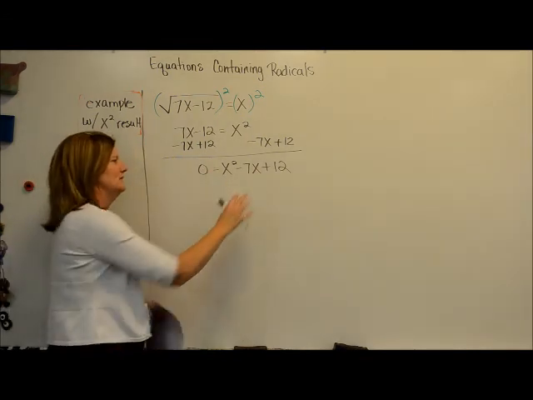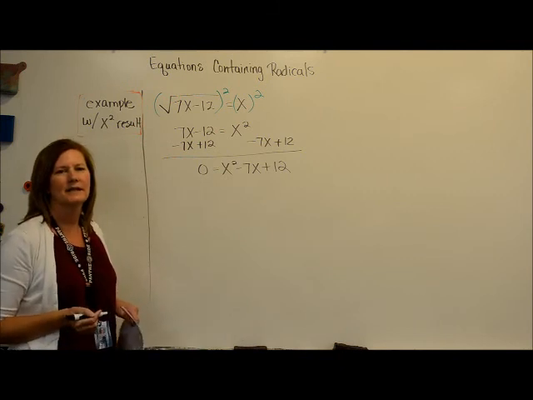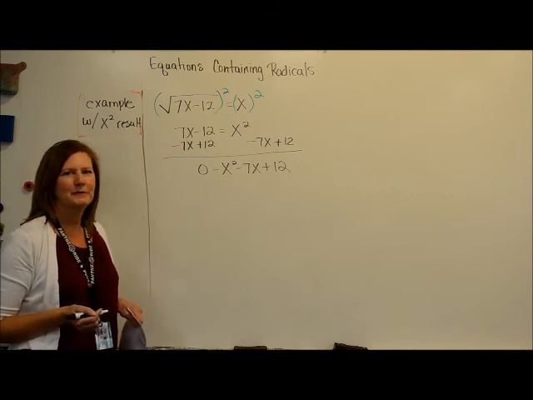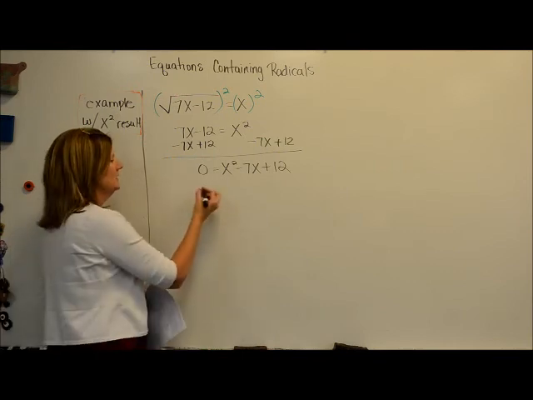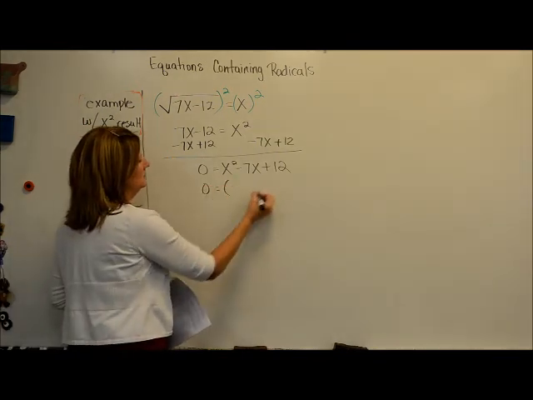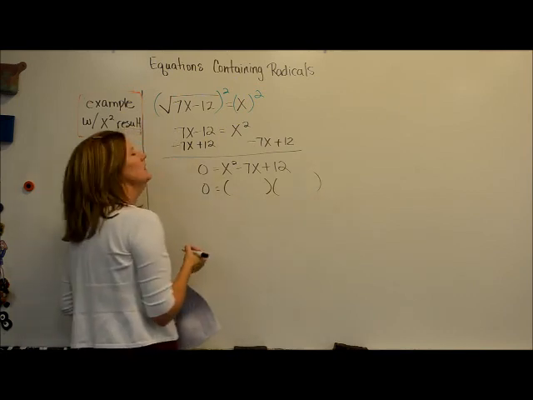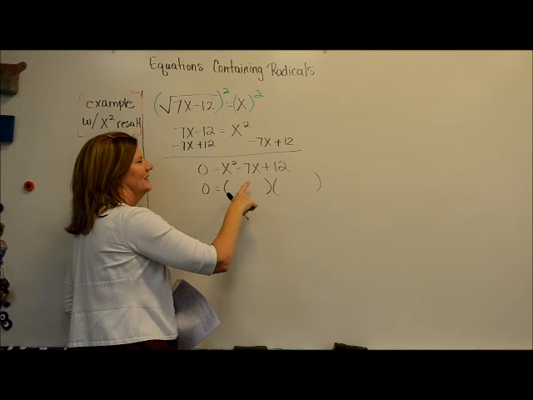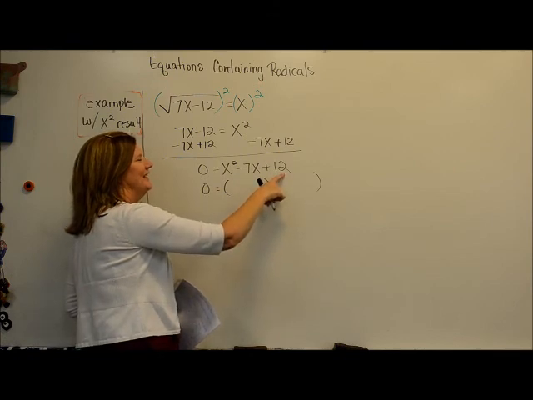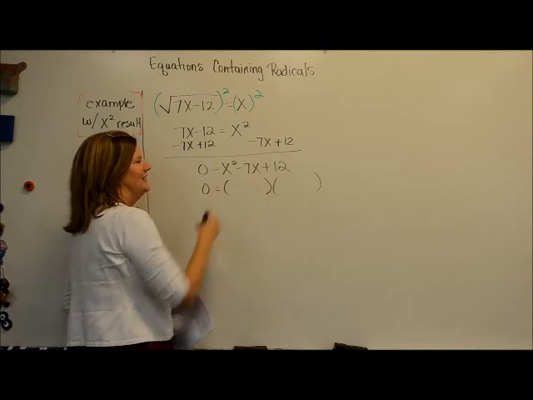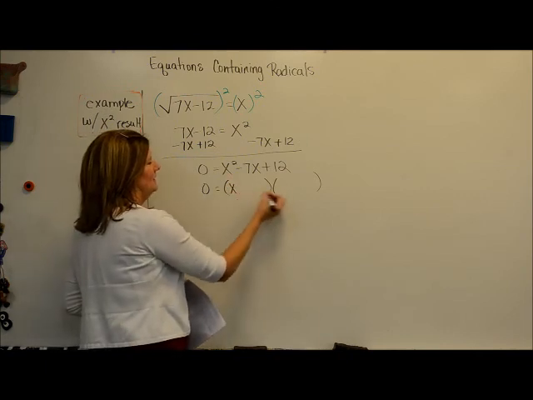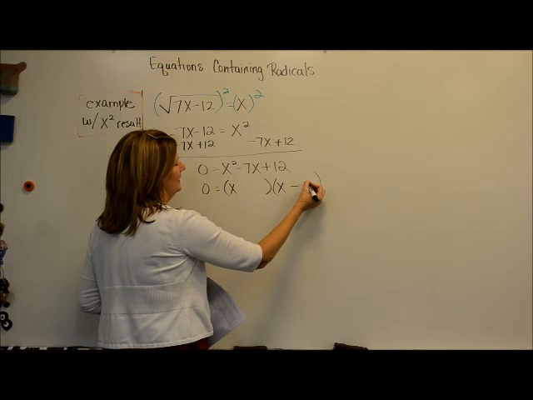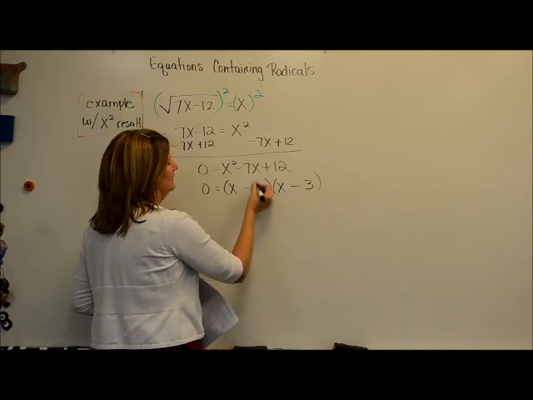So what do I have to do with something that looks like this? What do you think? Yeah, you're going to have to factor it. Remember factoring? We just did a bunch of factoring. So what you have is 0 equals, and I'm going to factor two numbers. When I multiply them together, I get 12, and when I add them together, I get negative 7. So let's see, how about negative 3 and negative 4?